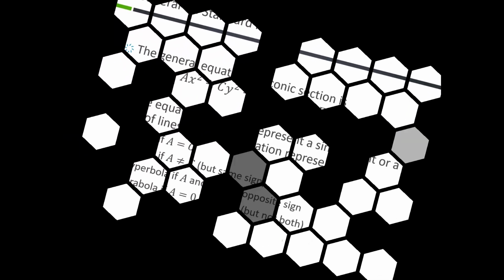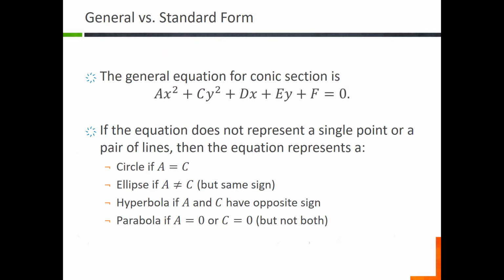And then before we get to our last two examples, again, let's just review our general equation for a conic section. We know that if the A and the C are equal to each other, we have a circle. We know if they are different but have the same sign, then we have an ellipse. If they are opposite sign, so if A is positive and C is negative, or vice versa, then we have a hyperbola. So now for a parabola.